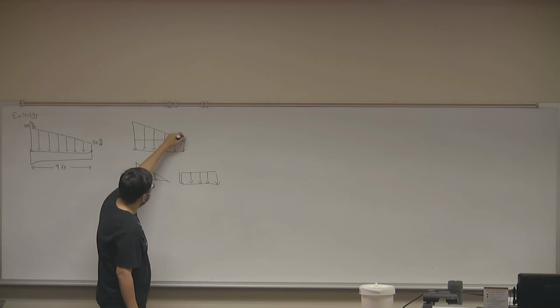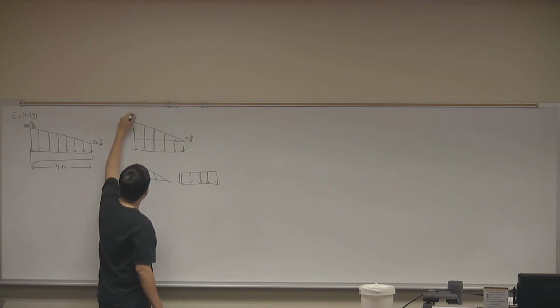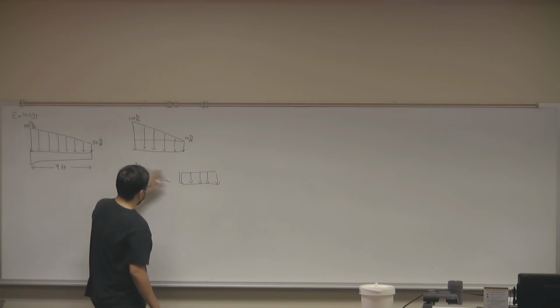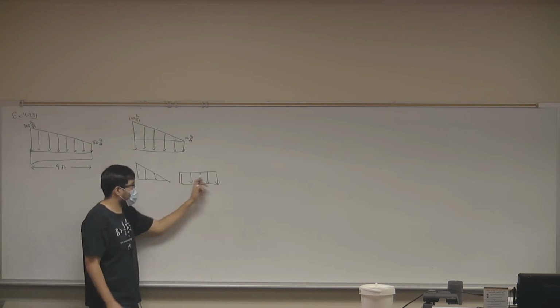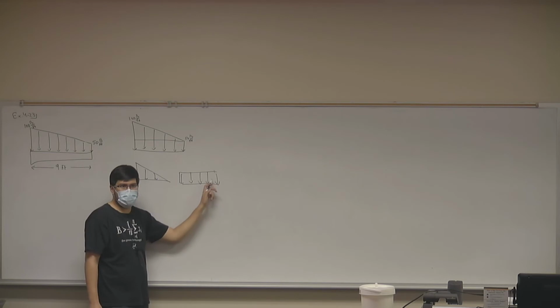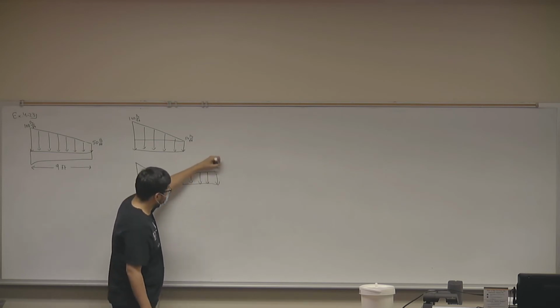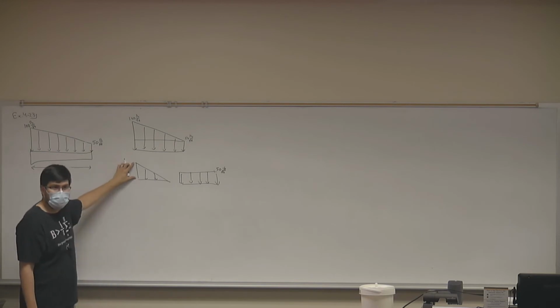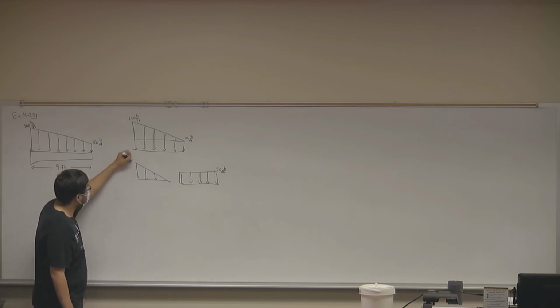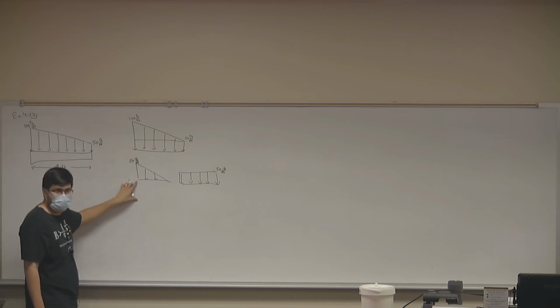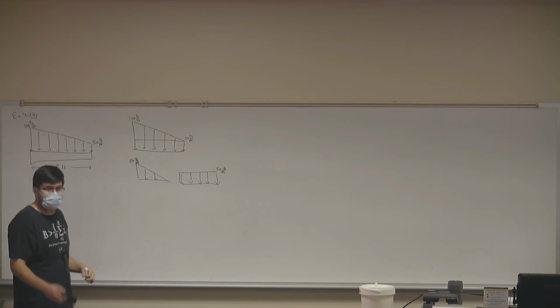So I'm going to break this down. This 50 and 100. I'm going to break it down to a triangle and a rectangle. What's the magnitude of this rectangle? What's the magnitude of the load of this rectangle? Okay. What's the magnitude of the load of this triangle? That's correct. Why not 100? Because we're not taking half the... Exactly. 100 would be everything including the rectangle. Does that make sense, Tyler?